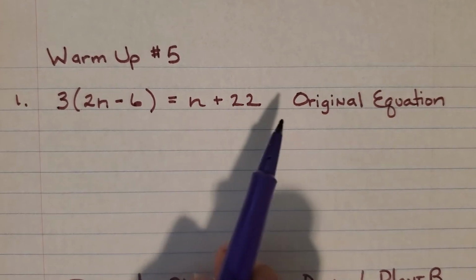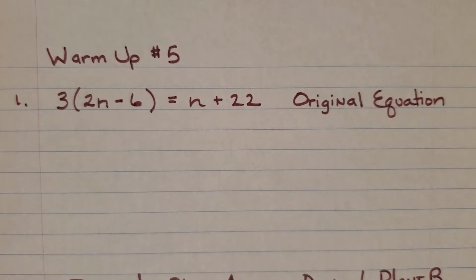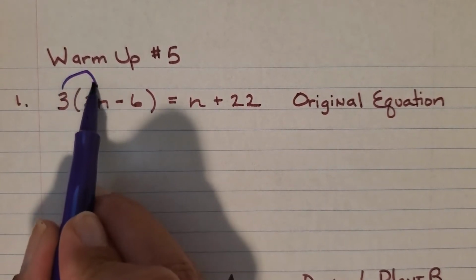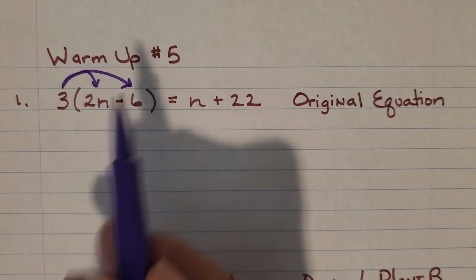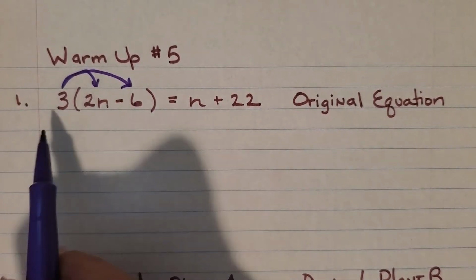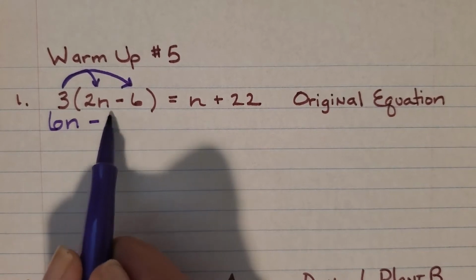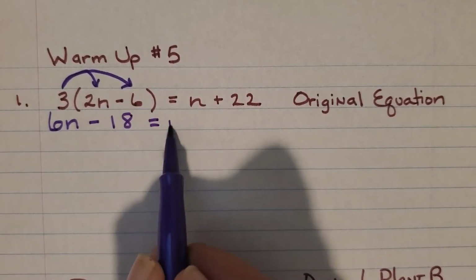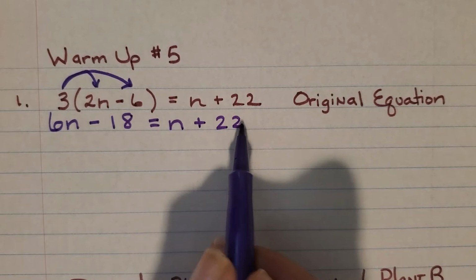First thing I'm going to use after I write the original equation is the distributive property. So I'm going to pass the 3 out as the multiplier to both terms inside. And don't forget to justify your steps.